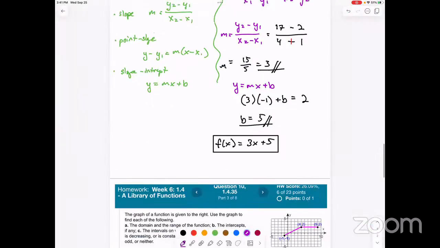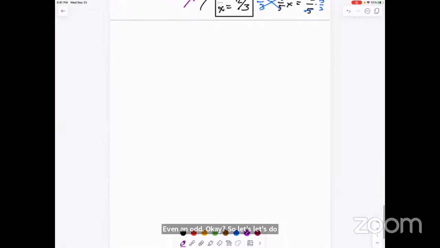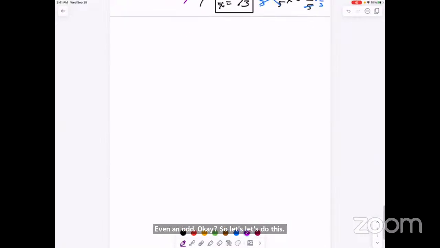Mine's neither even and odd. Okay, so let's do this. This is a good one. Not sure about you guys, but I'm just going to say it anyway.